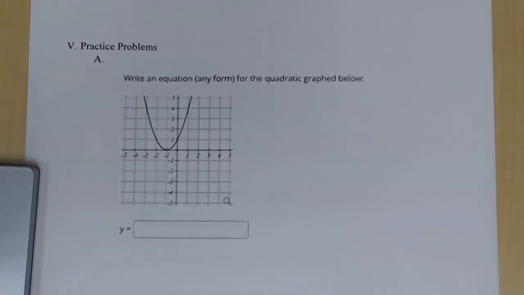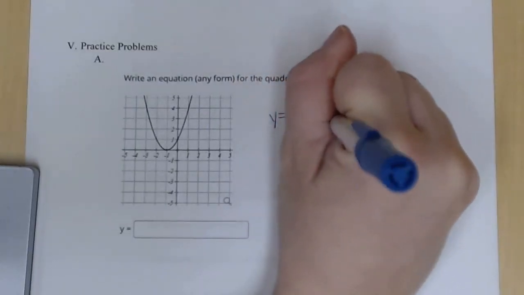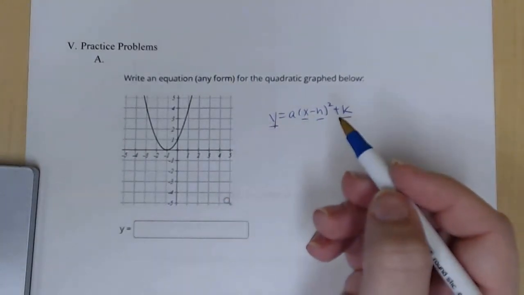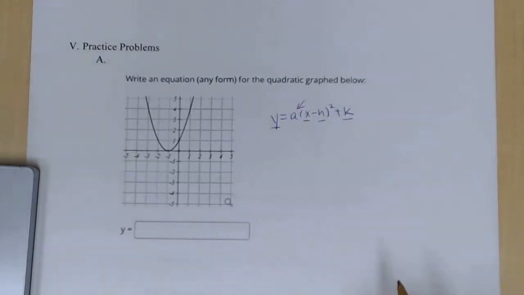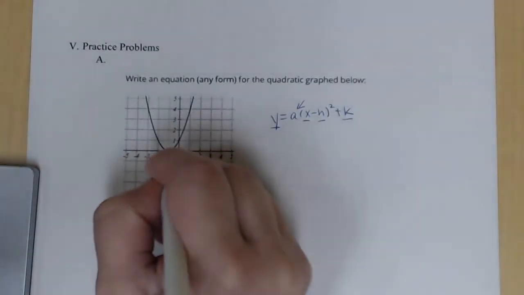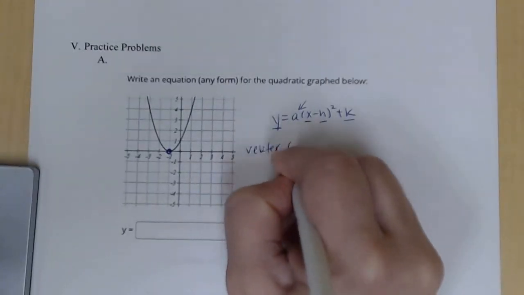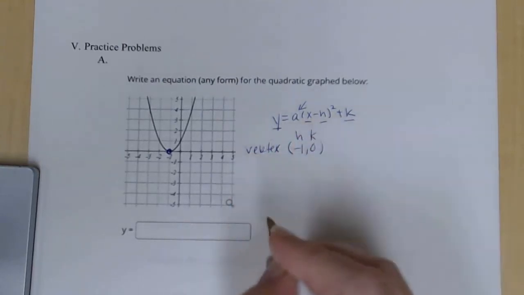Write the equation in any form for the quadratic graph below. Okay, so I like to go to my standard form a(x - h)² + k because it clearly states a vertex and a point. So if I can find those 2 pieces of information, I can solve for a and then rewrite this problem. So my vertex is at the point (-1, 0), so that's going to be my h and k.